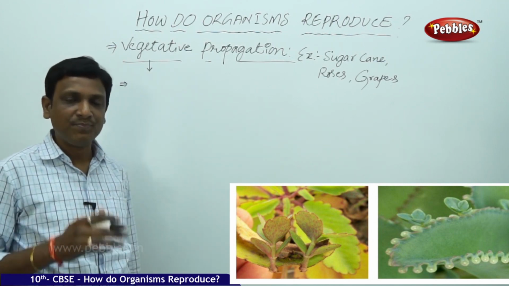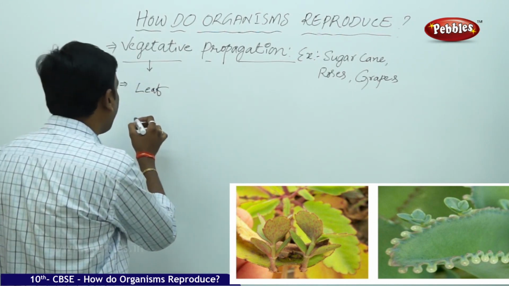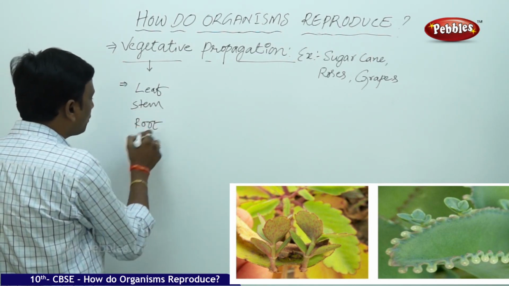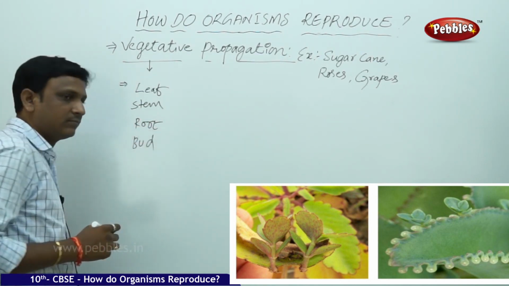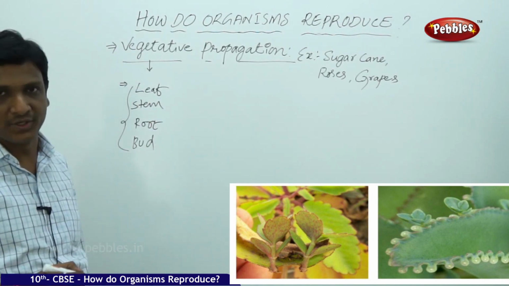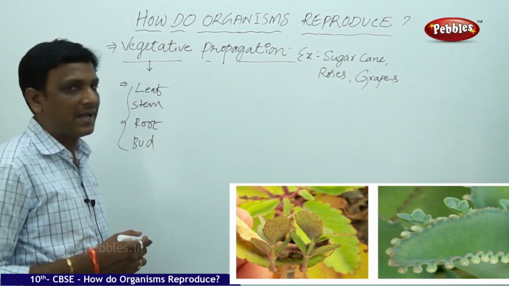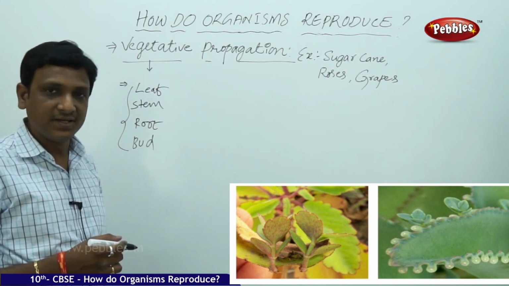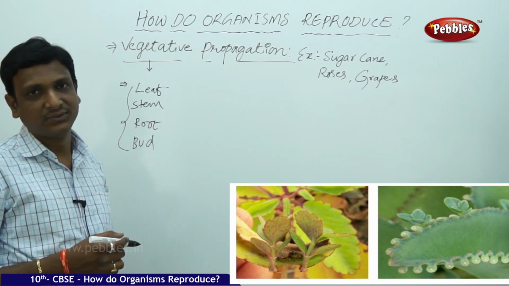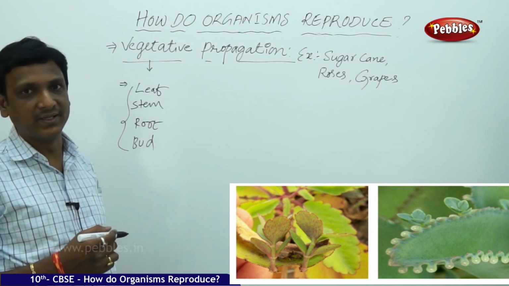Apart from the flower, if a plant is able to produce a new plant either from the leaf, or from the stem, or from the root, or from the bud, you call it vegetative propagation. Naturally, this may not happen in all cases, but artificially in nurseries, if you practice it, you can get new plants identical to the parent plant within a very short period.